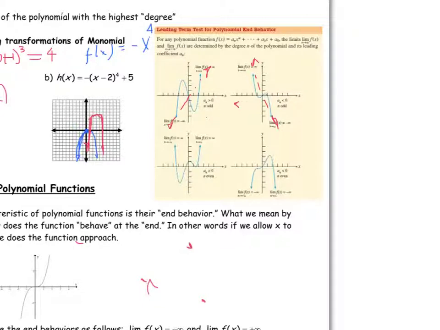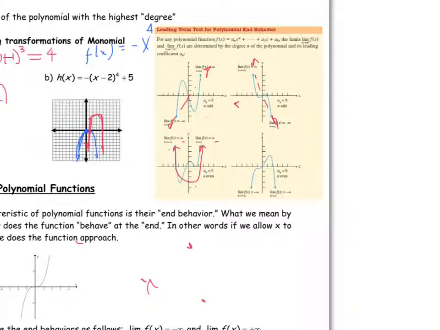If you have an even powered polynomial, like 4, 6, 8, those end behaviors are going to mimic that of a quadratic, what we learned in Algebra 2. If your a is positive, your graph is supposed to open up. So as x's get negative, my y's go positive, and as my x's get bigger, my y's go positive. That means it's up, up, and f of x is approaching positive infinity.